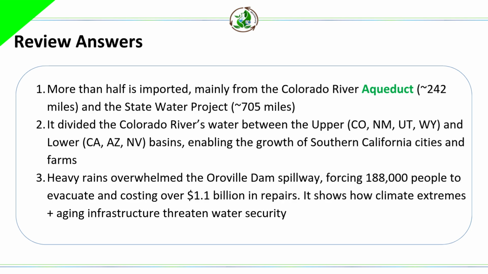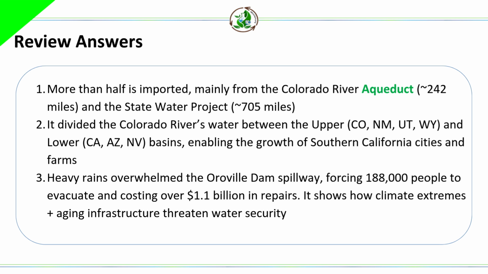1. More than half is imported, mainly from the Colorado River Aqueduct, 242 miles, and the State Water Project, 705 miles. 2. It divided the Colorado River's water between the upper basin states and lower basin states, enabling the growth of Southern California cities and farms.